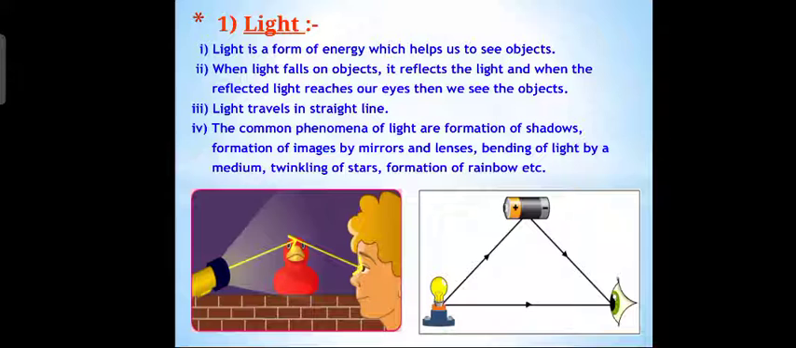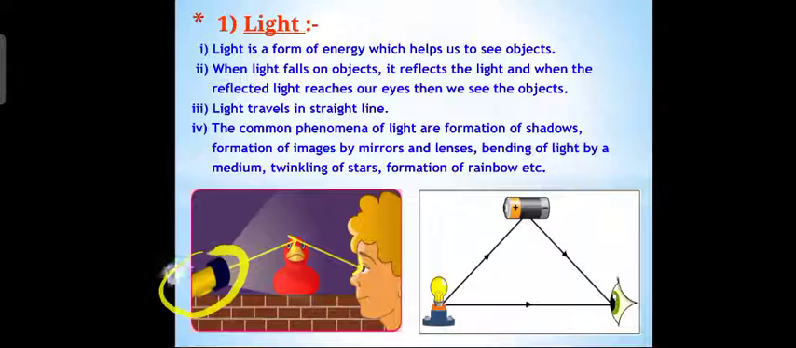With the help of light, what we can do is see its impact, or I can say, its use. I will not tell you what light is, because light shows particle nature as well as wave nature. The second point is, when light falls on an object, it reflects the light, and when that reflected light reaches our eyes, we see the object.